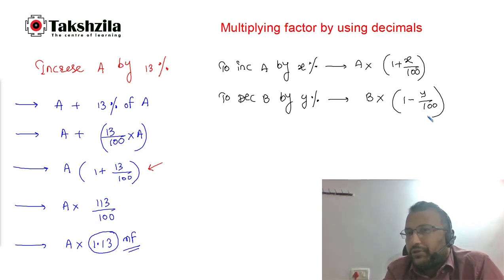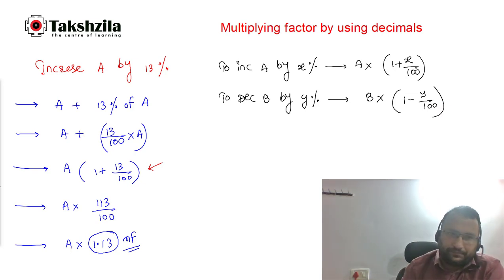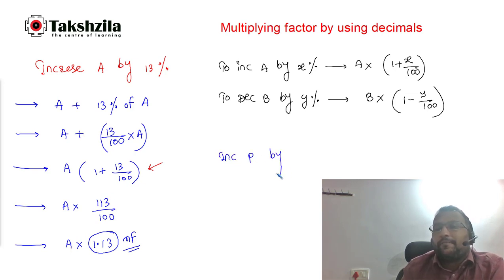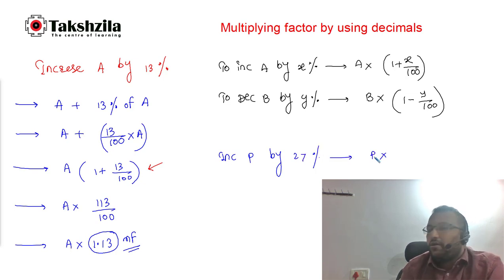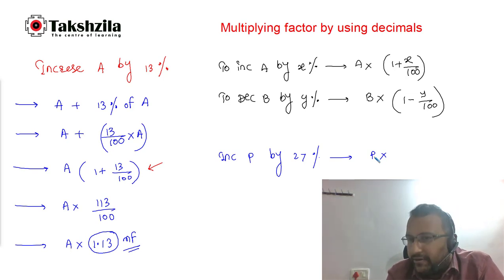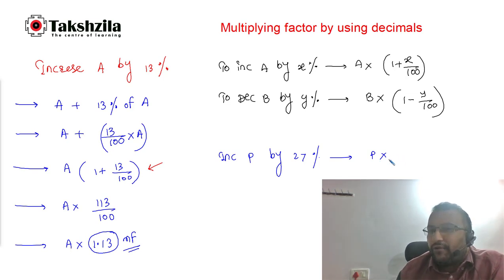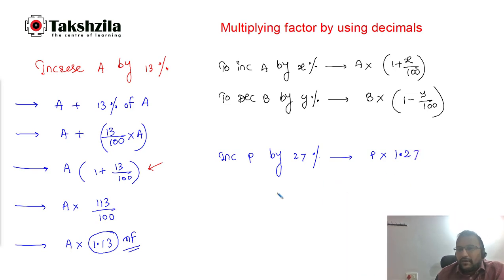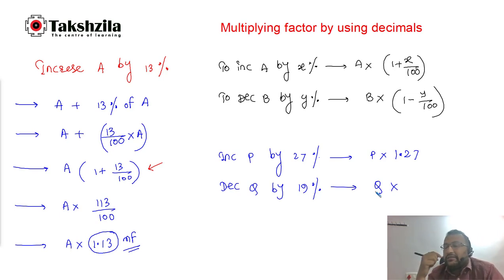So now how can we do this directly? Let's have a look at it. If a statement is increase P by 27%, we are supposed to multiply P by 1 plus 27 by 100, that is 127 by 100, that is 1.27. If I ask you decrease Q by 19%, we need to multiply Q by which decimal number? 1 minus 19 by 100, that is equal to 1 minus 0.19, that is nothing but 0.81.